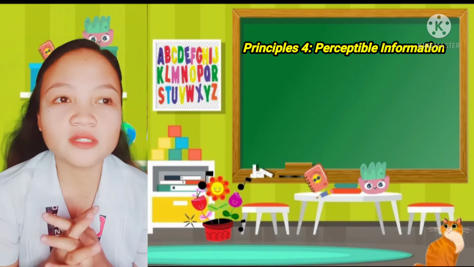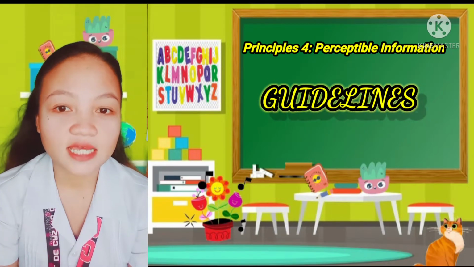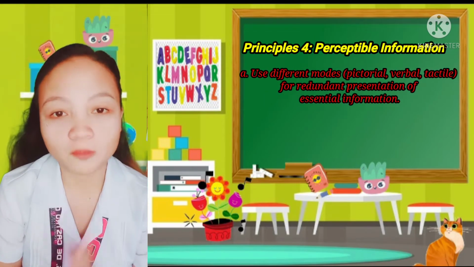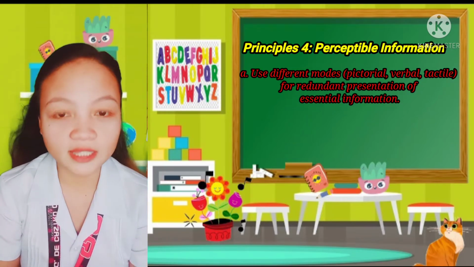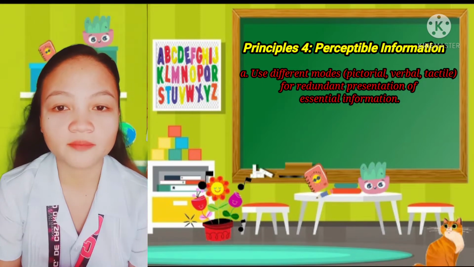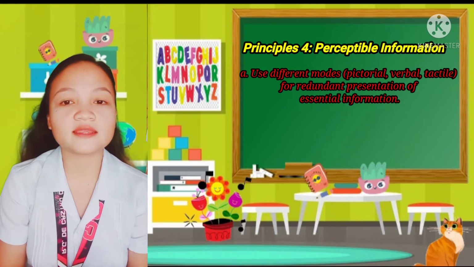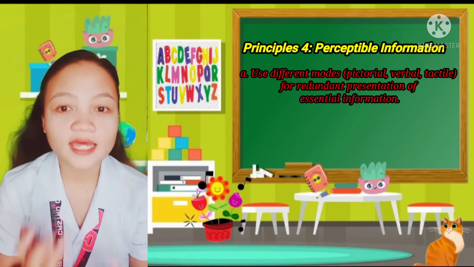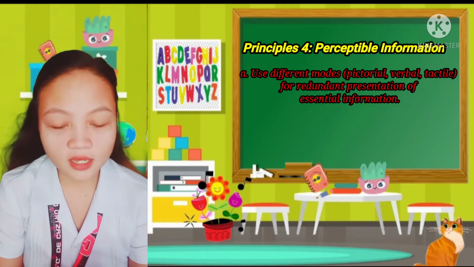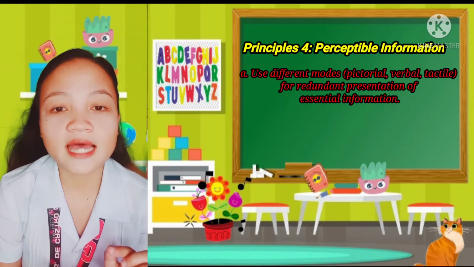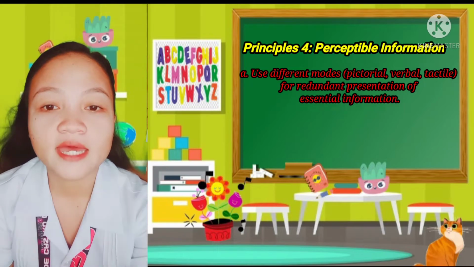So, Principle 4 or the perceptible information have these guidelines. The first one is use different modes, pictorial, verbal, or tactile, for redundant presentation of essential information. This simply means that a presentation, for example, is represented in different format, tactile representation, imagery that makes sense, the font that has a good contrast that is easy to perceive by anyone.